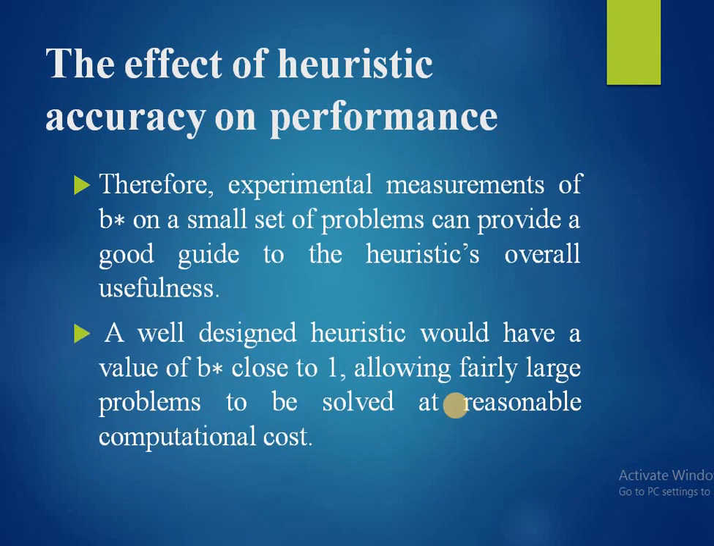Therefore, experimental measurements of b star on a small set of problems can provide a good guide to a heuristic's overall usefulness. A well-designed heuristic would have a value of b star close to 1, allowing fairly large problems to be solved at reasonable computational cost.